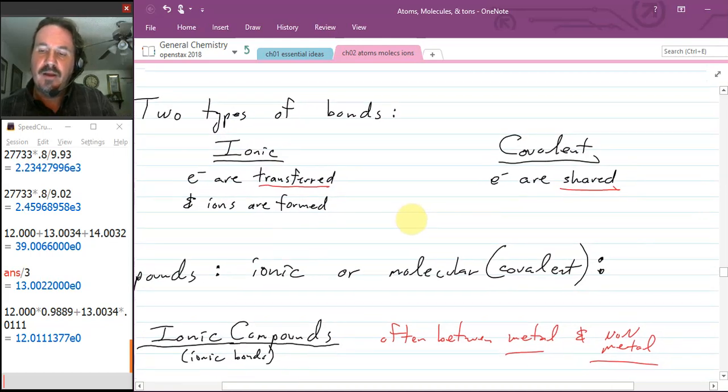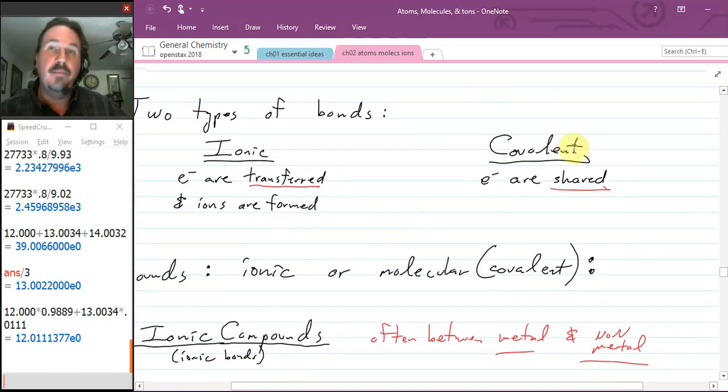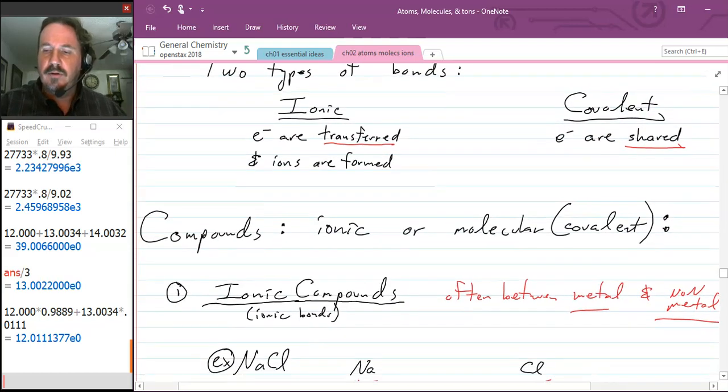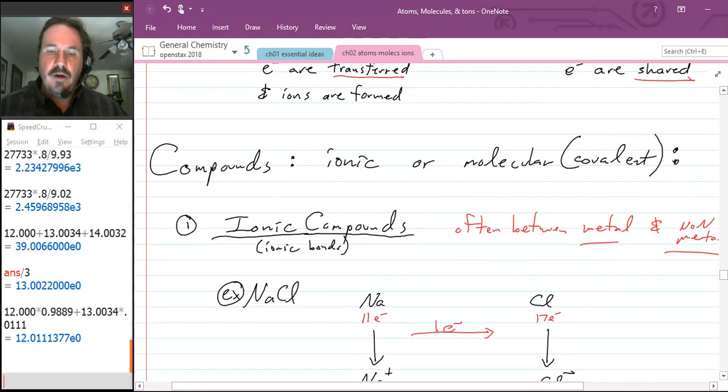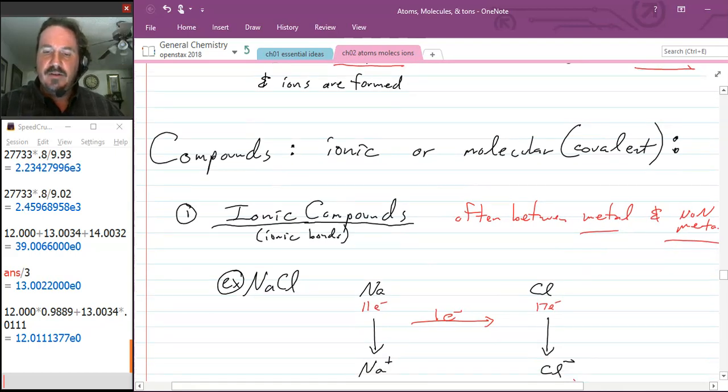Covalent, on the other hand, electrons are shared, so we're not making ions over here. We're not actually transferring electrons or adding extras. All right, we're going to be sharing them. That's kind of a special set of rules. All right, but ions are not involved. All right, so let's talk about the detail here of ionic compounds.